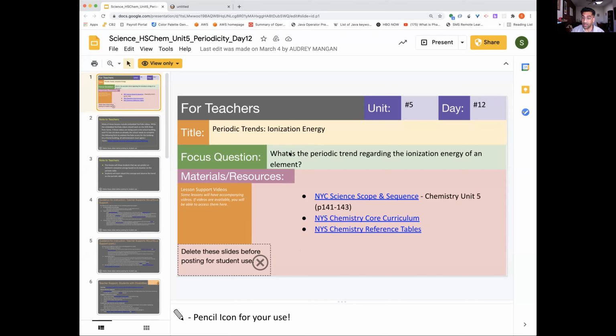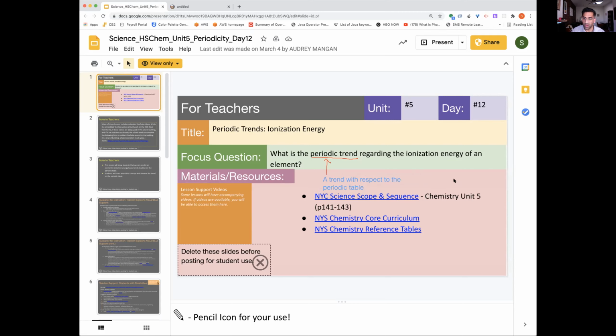So in previous days, you discussed electronegativity. In subsequent days, you'll discuss another feature called atomic radius. And I'm going to talk about how all three of those things are related and how we can observe them on the periodic table. So when we say a periodic trend, first of all, what we're talking about is a trend with respect to the periodic table.